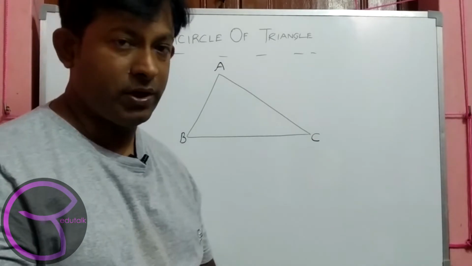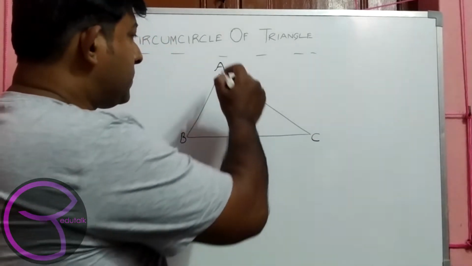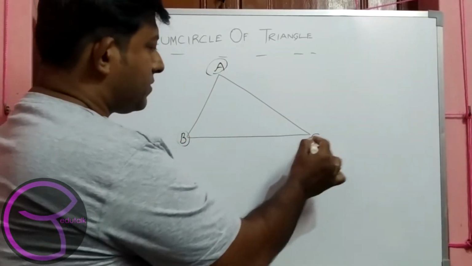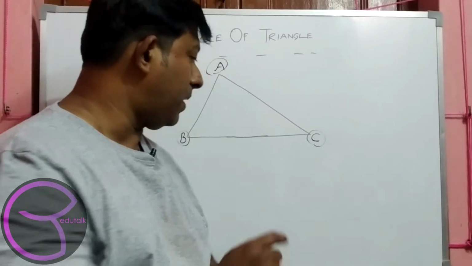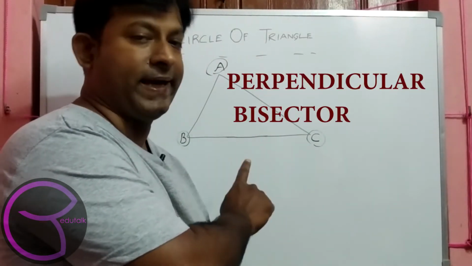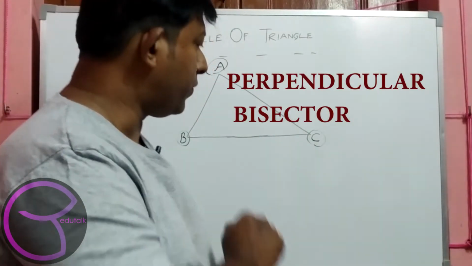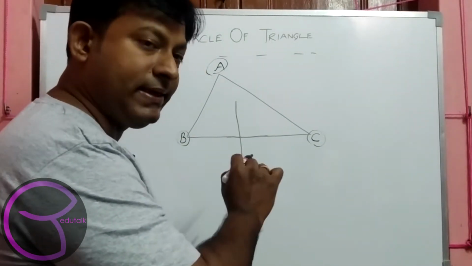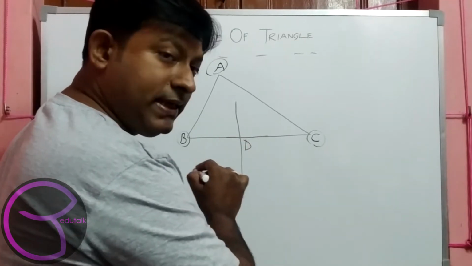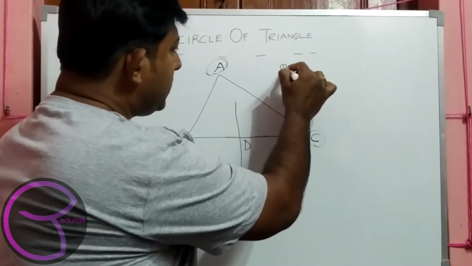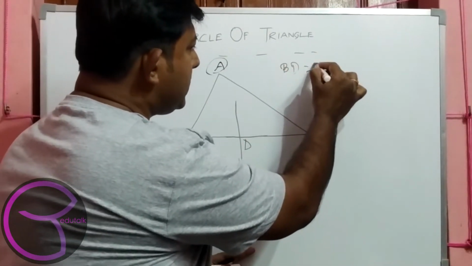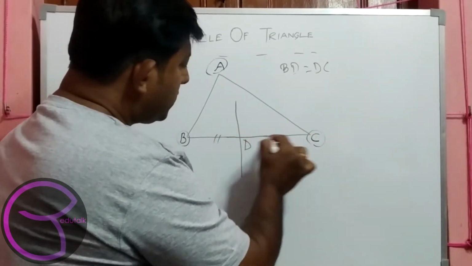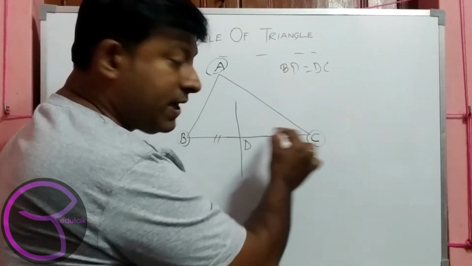This is the triangle we are talking about, and these are the three vertices. First of all, we have to draw the perpendicular bisectors of the three sides. Now, we start with BC. Say this is the perpendicular bisector of BC. Suppose this point is D. Now, BD equals DC. Why? Because D is the midpoint of B and C.